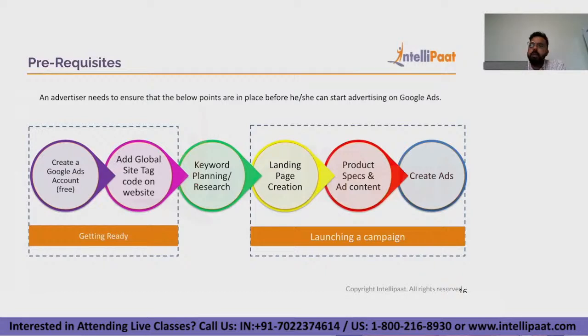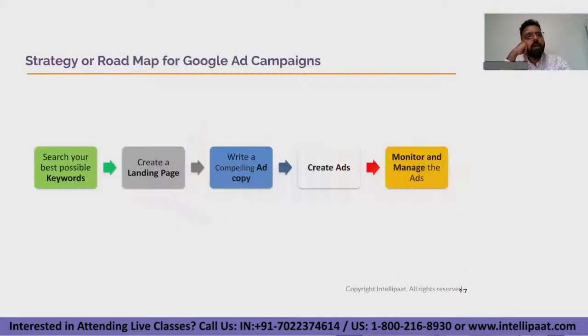So here are the prerequisites. So if somebody has to run an ad, obviously if you look at the rightmost side of the spectrum, that is where an ad is live, right? Okay. So this is the overall strategy or roadmap that you have to follow to run Google ad campaigns, right? So you start with figuring out what the keywords are. Now, if you know the keywords, right? For example, when I speak about car loan EMI, it's very clear.